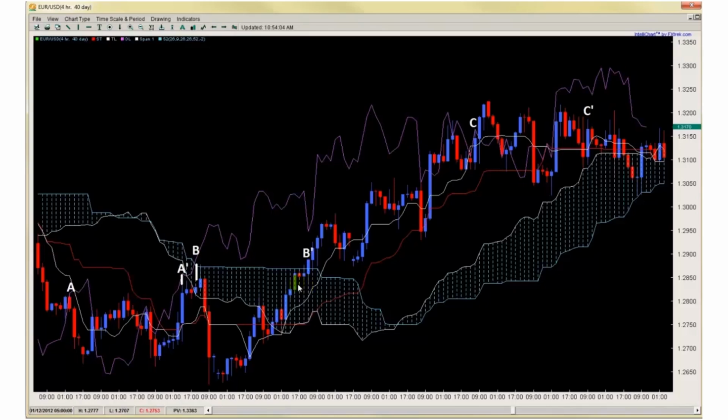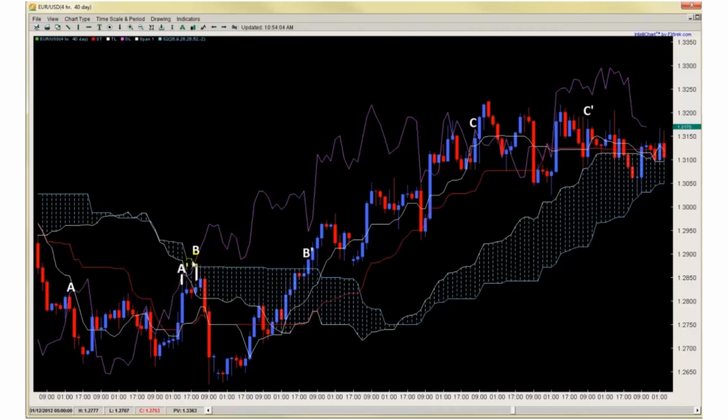As we all know, that is the most favorable situation for a favorable turn of the Tenkan and Kijun cross. We actually have the Tenkan and Kijun cross 1, 2, 3, 4, 5, 6 candles back. So technically at that point, we can look at this and say, okay, 6 candles back, 1, 2, 3, 4, 5, 6. We have that.